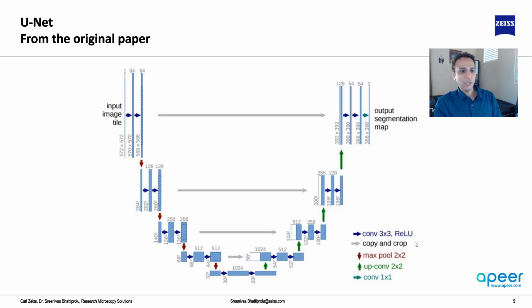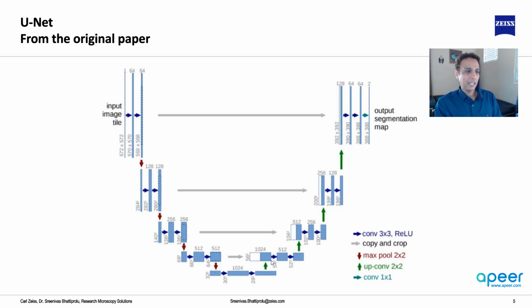After this, you're doing 2 by 2 max pooling. What happens when you do max pooling? The input image size goes down. So instead of your input image being 570 or something, now it is 284 by 284. And the number of filters goes up from 64 to 128 to 256 to 512, exactly the same structure we saw as part of our autoencoder.